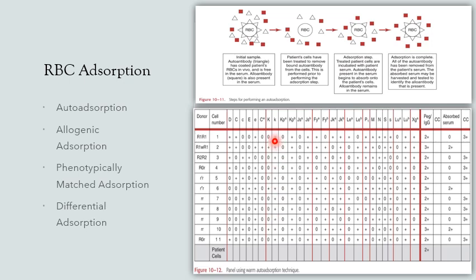So tingnan natin. So K, negative, negative. There is a 2+ reaction here. Plus, negative, negative, negative. And then plus, 2+, and then again, negative, negative, negative. And plus, 2+, and lastly, negative. So they have the same reaction. So the antibody present is anti-K.